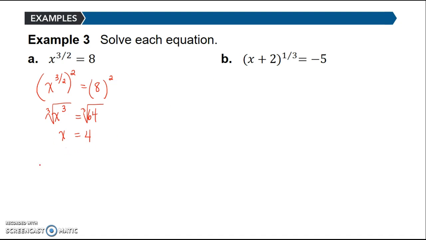Does 4 check? So we need to ask, does 4 to the 3/2 equal 8? And 4 to the 3/2 means to take the square root of 4 and cube it. And that's really 2 cubed, which is indeed 8.